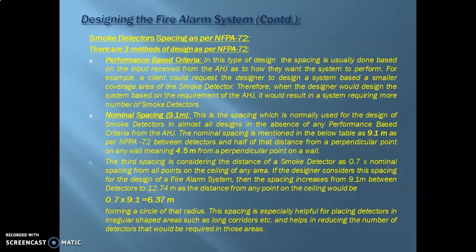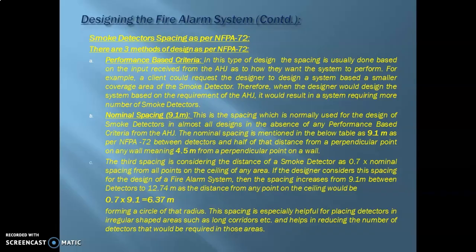Now, in normal circumstances, the client will tell you to follow NFPA 72 itself. When there is no performance based criteria, meaning the AHJ just tells you to go ahead and design the system based on NFPA 72, that's when the nominal spacing and the third type of spacing come into consideration. The nominal spacing is the most common type of spacing, that is 9.1, that is followed during the design of any fire alarm system. This is the easiest to follow as well.